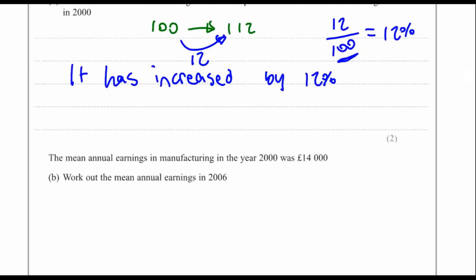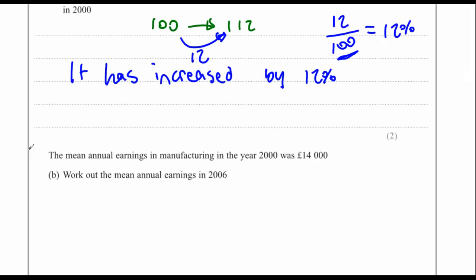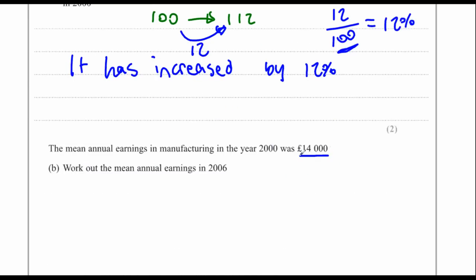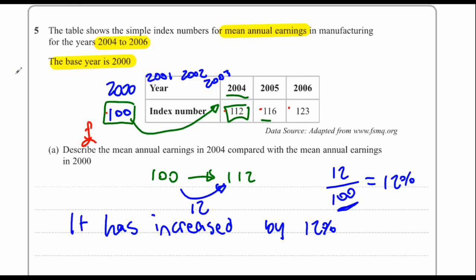Okay, part B. The mean annual earnings in manufacturing for the year 2000 was 14,000. Work out the mean annual earnings in 2006. So let's go back to our table. The index that we use, percent-wise, 100%, 112%, 116, 123%. But in terms of money, actual earnings, we're looking at 14,000 for the year 2000. And we want to know what's going to be going on in 2006.